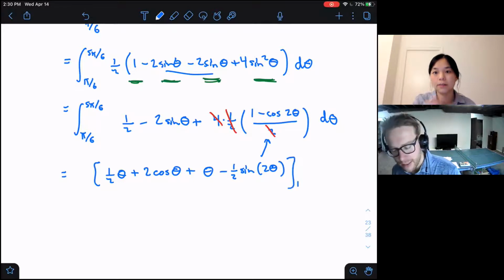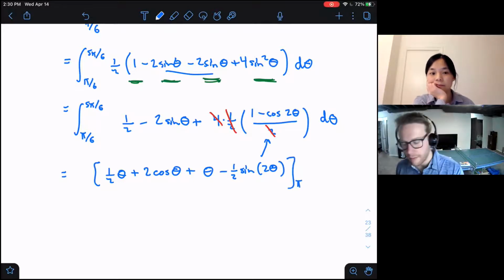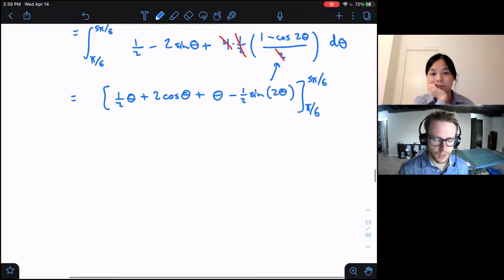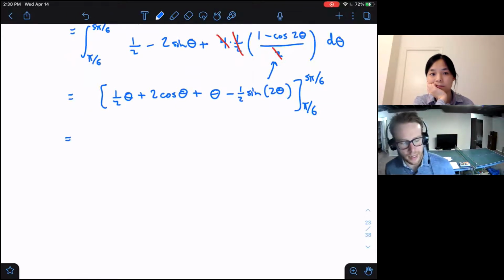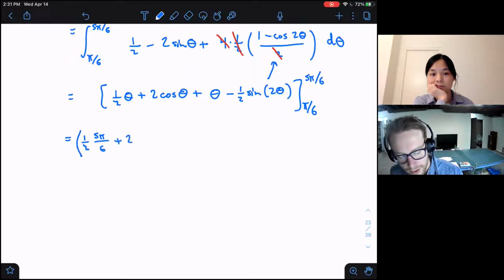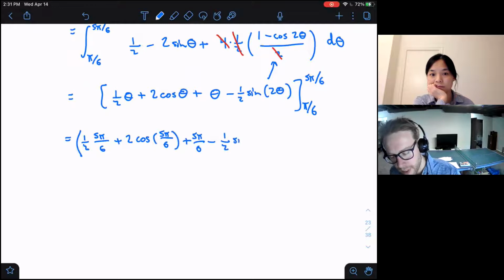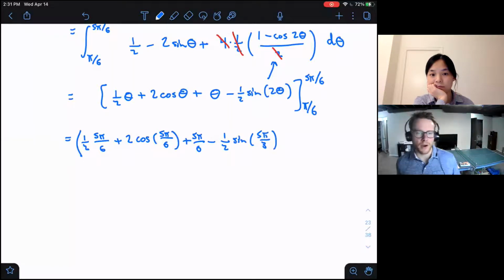Now we need to evaluate this from pi over 6 to 5 pi over 6 in order to get the final answer. So let's go ahead and plug these things in carefully here. So 1/2 times 5 pi over 6, plus 2 cosine of 5 pi over 6, plus 5 pi over 6, and minus 1/2 sine. And let's do 5 pi over 3 here. That's, after all, 5 pi over 6 once we multiply it by 2.